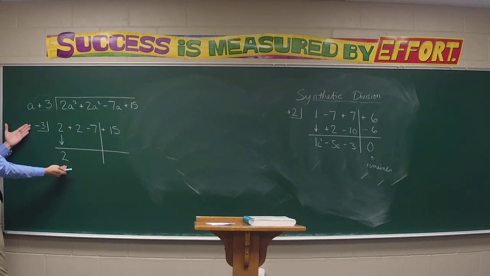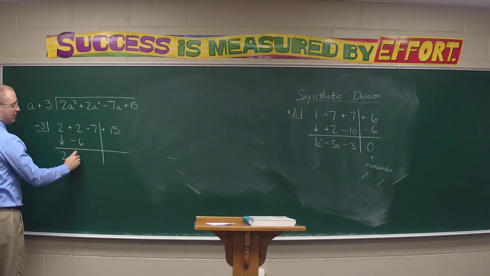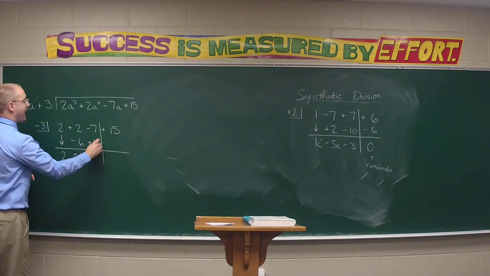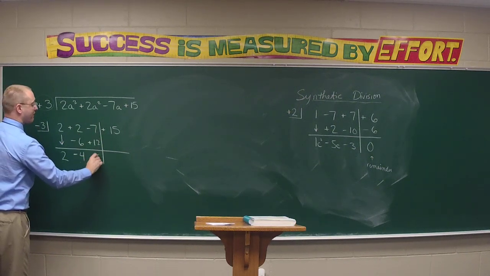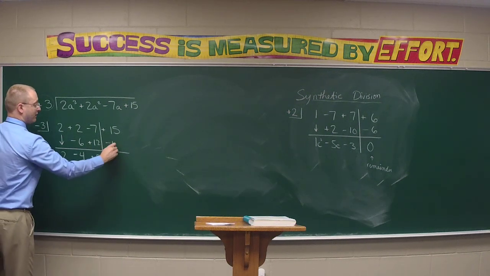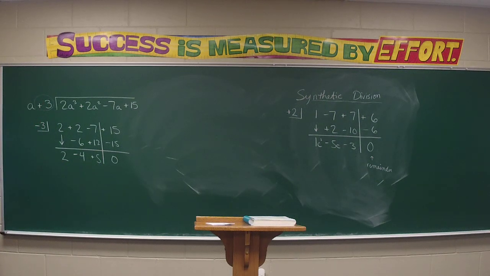So we multiply, class. And we're going to put that here in the next column, and then we add to get. You're doing this with me. Then we multiply to get +12. And then we add to get +5. And then we multiply to get -15. And then we add to get. Are we happy about that? Yes, we like no remainder.